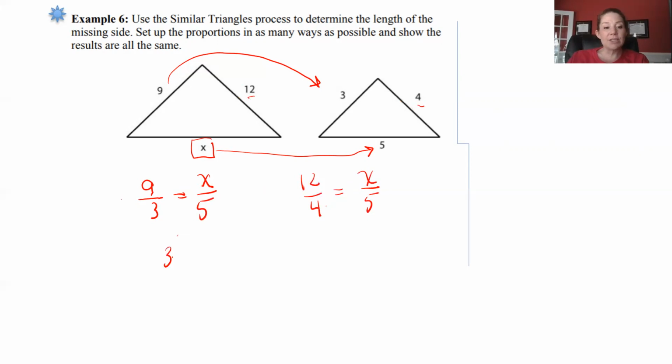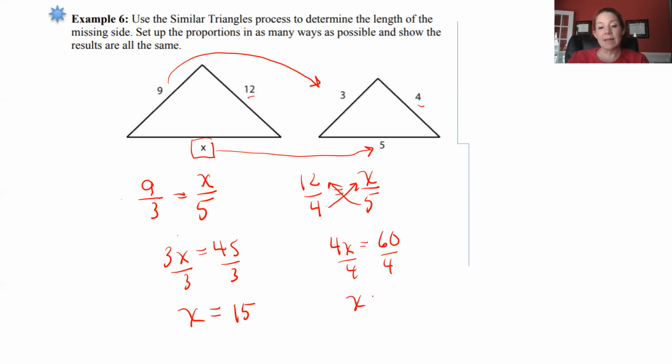So 3 times x is 3x, 9 times 5 is 45. Then when we divide both sides by 3, we figure out that the missing side is 15. Same thing here, we're going to cross multiply. 4 times x is 4x, 12 times 5 is 60. If we divide both sides by 4, we get the same answer of 15. So those are both different proportions we could use and still get the same answer.